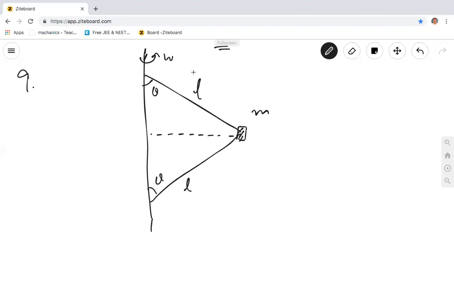Okay? What should be omega? The minimum value of omega so that the second string, the lower string, is just taut.